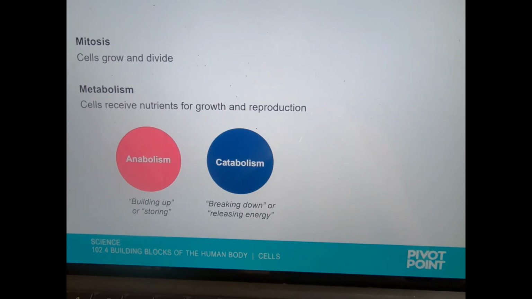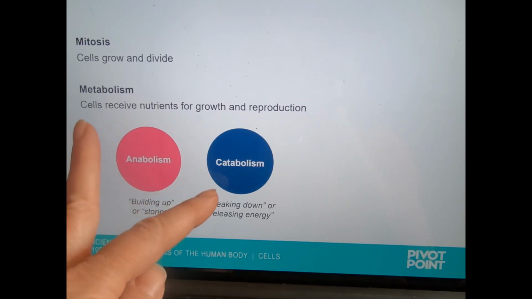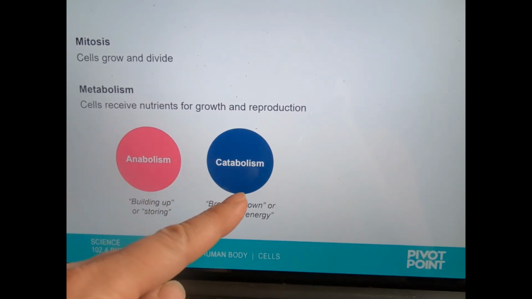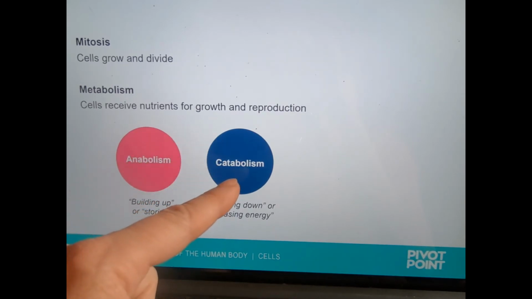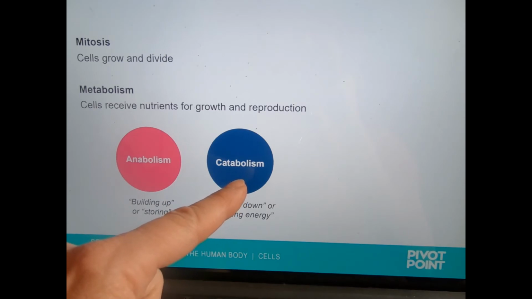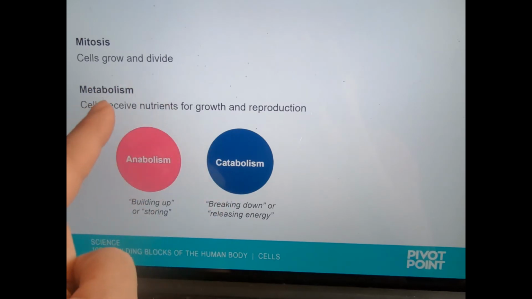Okay, metabolism. Cells receive nutrients for growth and reproduction. Okay, anabolism is basically when we eat. So we're building up food or storing food. And catabolism is when we release energy. So I'm going to run a 5K race. I'm going to do carb loading with pasta the night before. And then I'm going to go out and I'm going to release all that energy that I have stored through catabolism. Anabolism, catabolism. And metabolism, I'm sure you've heard that word many times.